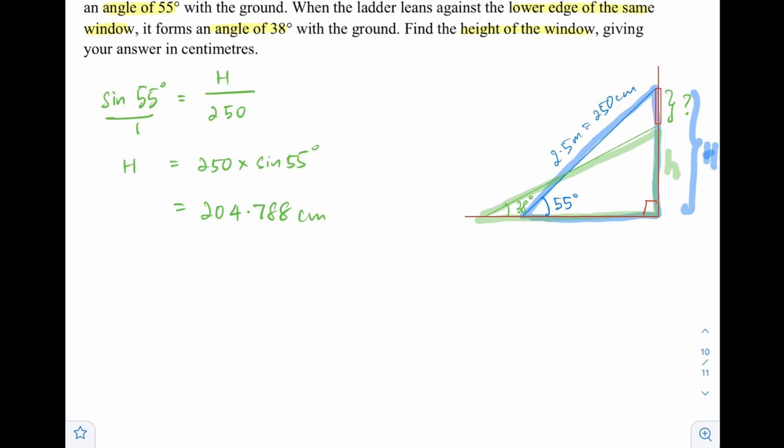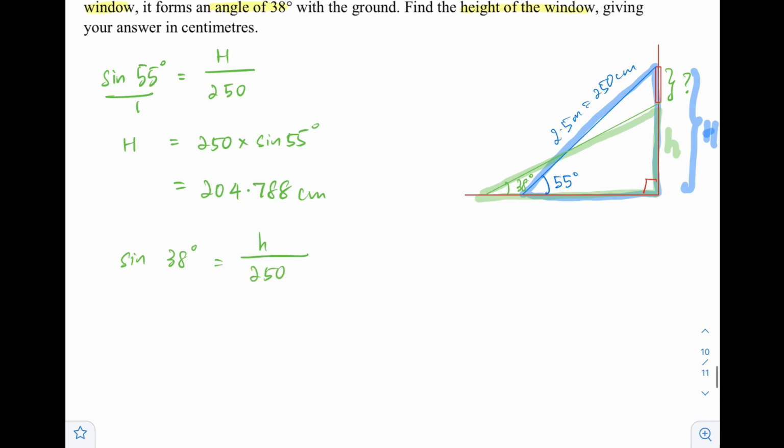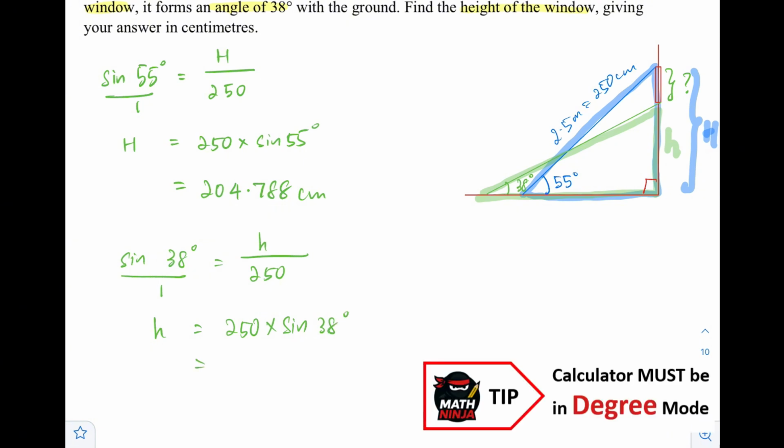I will still be using my sine ratio, but the reference angle has changed. It's now 38 degrees. The height that I want to find out is the height from the floor to the bottom of the window. But the ladder is the same ladder, so it's still 250 cm. So my height h from the floor to the bottom of the window would be 250 times sine 38 degrees.